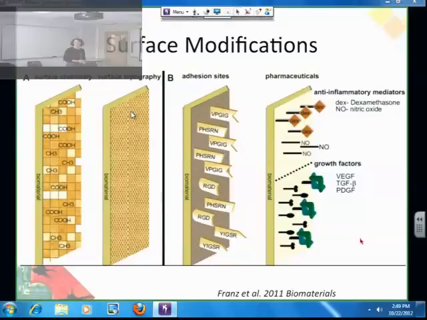There have been studies of surface topography. If you put nanostructures or pits into the surface, that's going to affect cell adhesion, and that'll also affect inflammatory cell adhesion and what they do in response to the biomaterial. More specifically, if you want a more specific response, you can conjugate specific peptides to the surface of a biomaterial to direct the response.